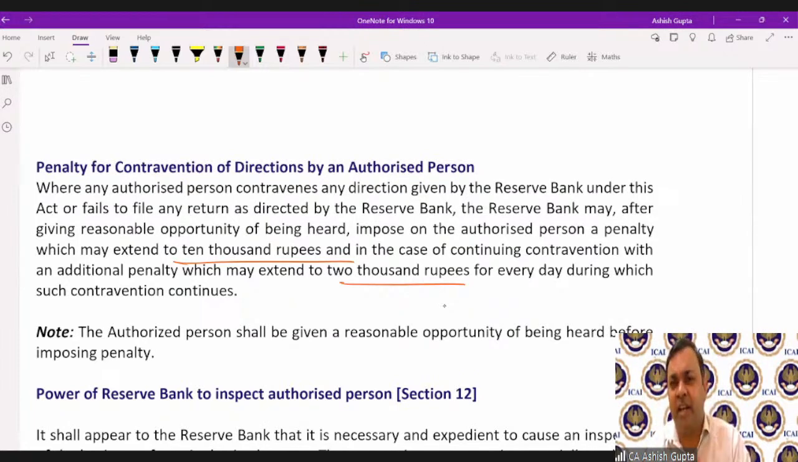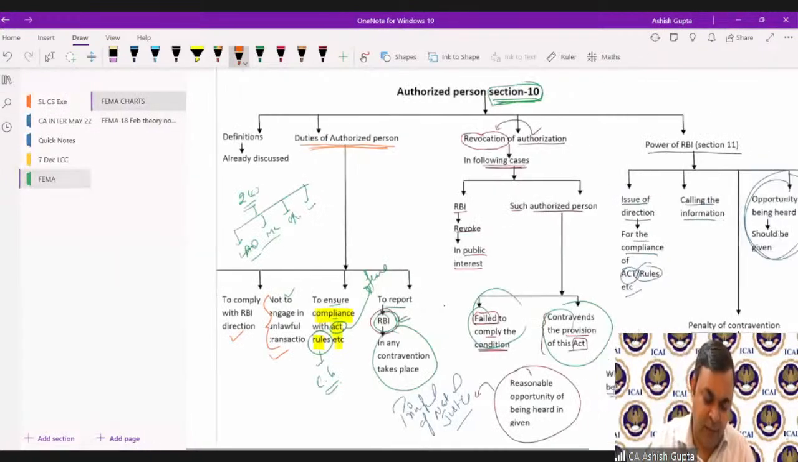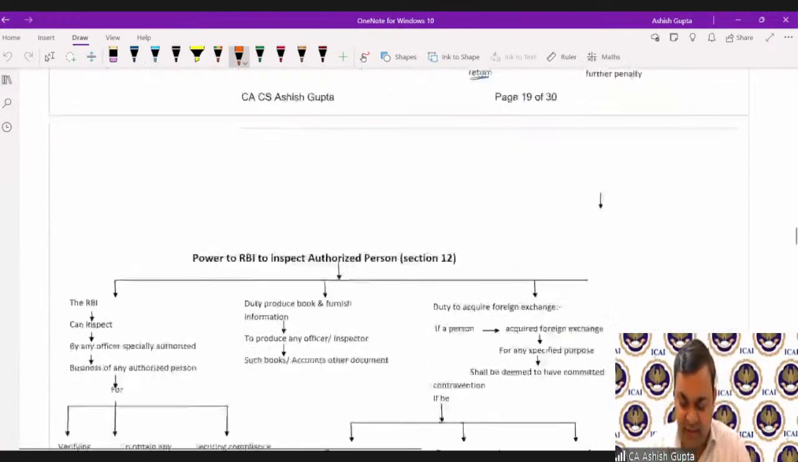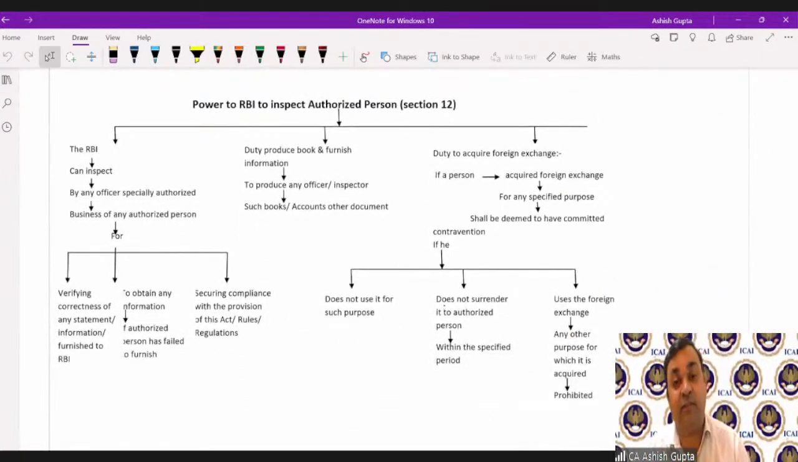10,000 is the penalty amount for the first time, and if that continues for a further period, then 2,000 rupees per day till the default continues, right? So this is the penalty part in that case. So that is Section 10 and 11. Now move towards the authorized person second chart that deals with the Section 12 part.